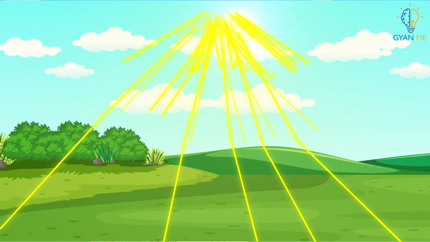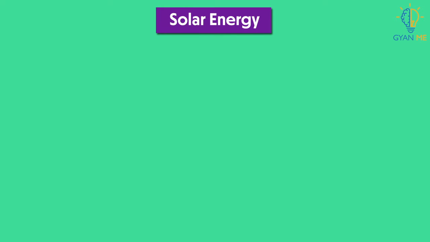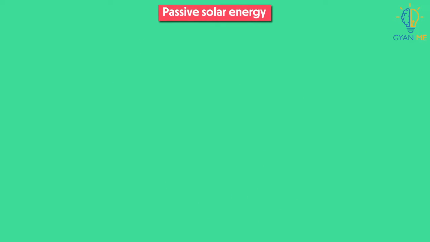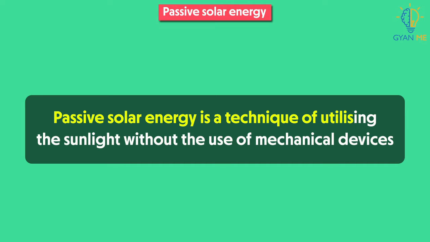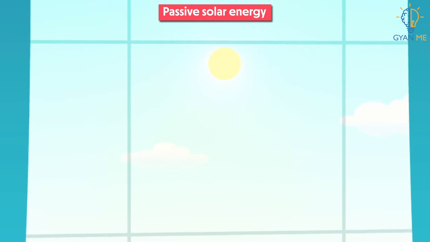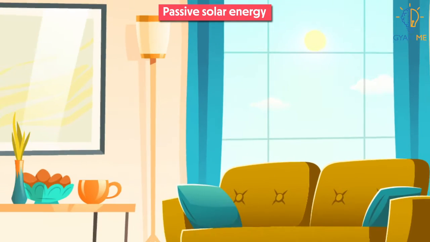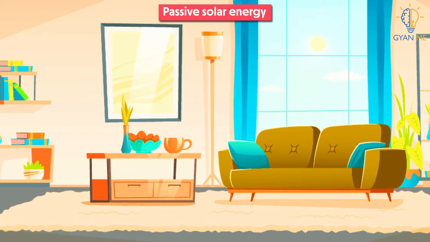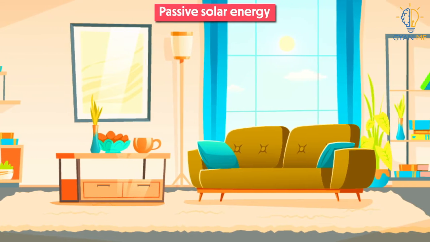Now students, as we said, solar energy can be classified into two types, active solar energy and passive solar energy, on the basis of how solar energy is used. Let us see passive solar energy first. It is a technique of utilizing the sunlight without the use of mechanical devices. For example, using sun-facing windows to get natural light to heat up the homes. Students, this is a very common example of using solar energy as a passive energy.